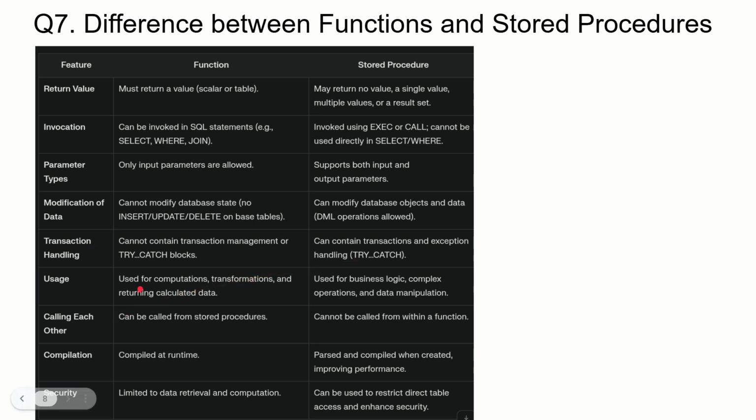Usage: functions are used for computations, transformations, and returning calculated data, whereas a stored procedure is used for business logic, complex operations, etc. Calling: a function can be called from a stored procedure, but a stored procedure cannot be called within a function. Compilation: a function is compiled at runtime. Stored procedures are parsed and compiled when created, which improves performance. Security: a function is limited to data retrieval and computation, whereas a stored procedure can be used to restrict direct table access and enhance security.